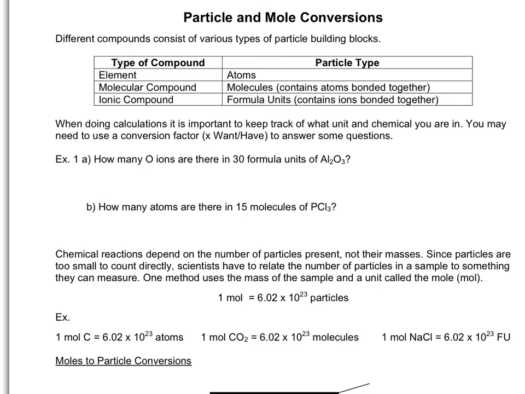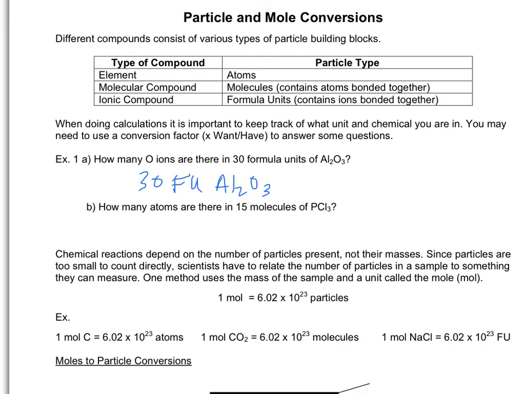Example 1a. How many oxygen ions are there in 30 formula units of aluminum oxide? Because aluminum oxide is an ionic compound, the particle type is known as a formula unit. I can convert into how many oxygen ions are in that sample. We use the term ions because the oxygen is going to have a charge on it. I begin the question by writing the number down that I'm given. 30 formula units of aluminum oxide.